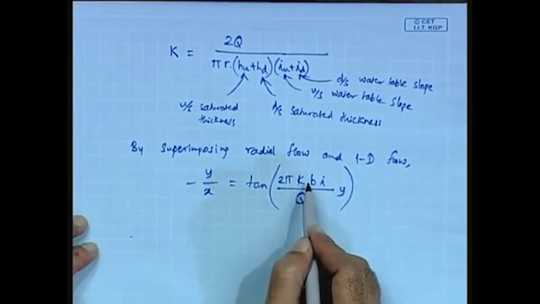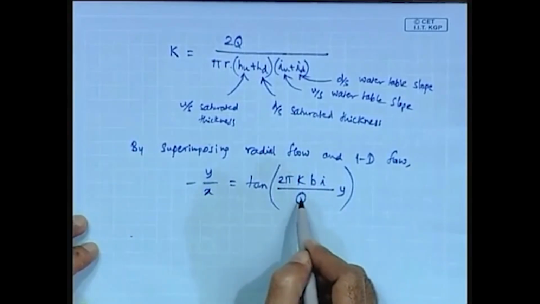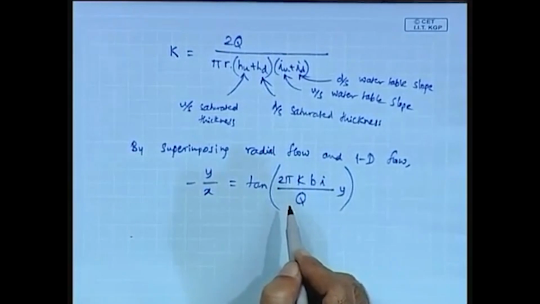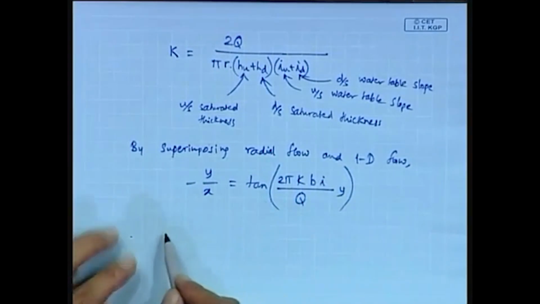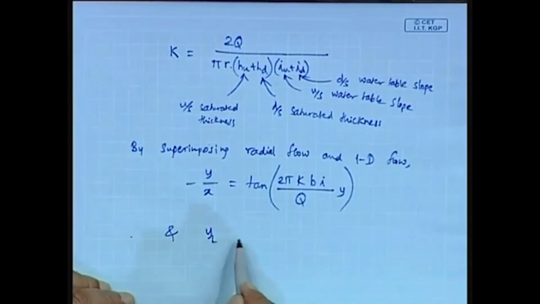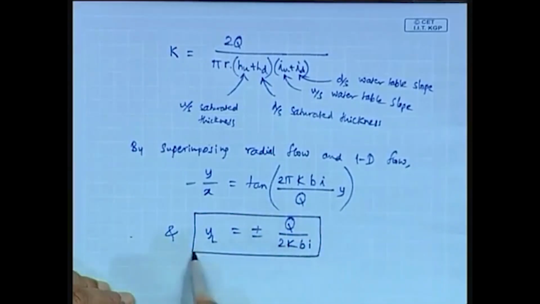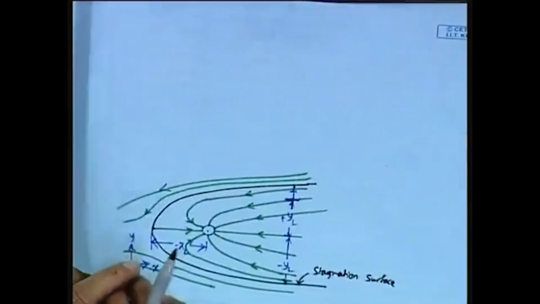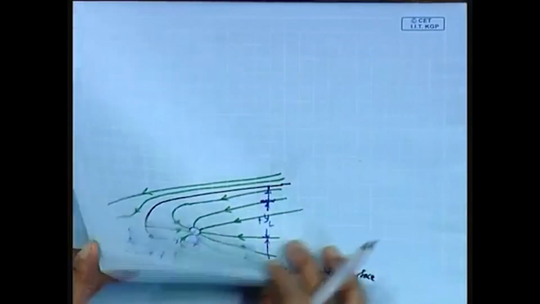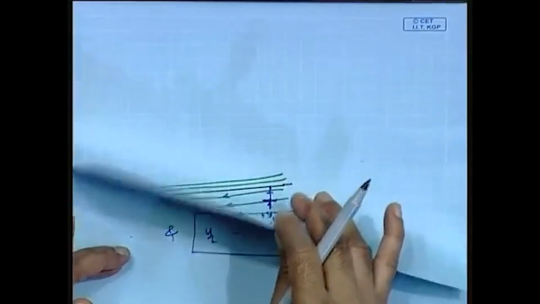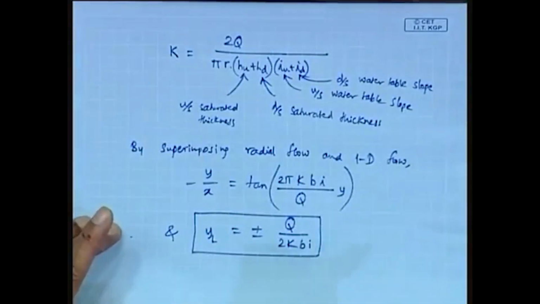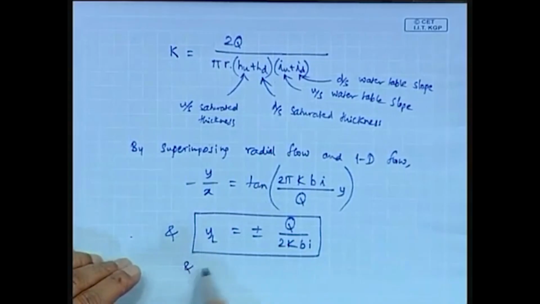So, this B is the saturated aquifer thickness, and Q is the steady discharge, and of course, I am not going into the derivation of this. So, therefore, this YL is given by plus or minus Q divided by 2K BI. So, this is the distance of the stagnation surface at a distance, okay, and XL is given by minus Q divided by 2 pi K BI.